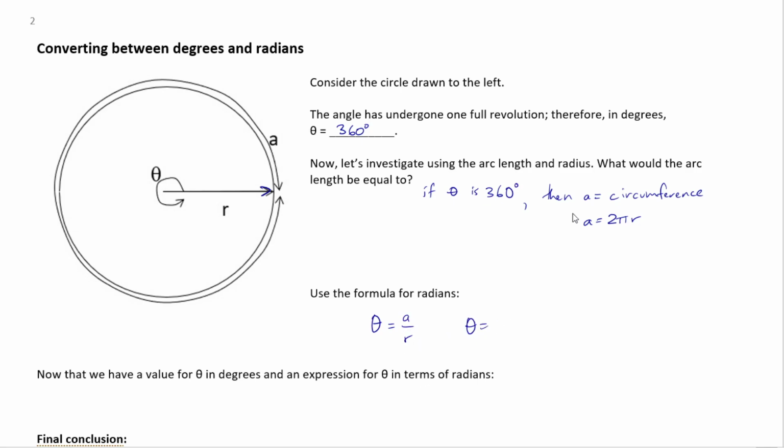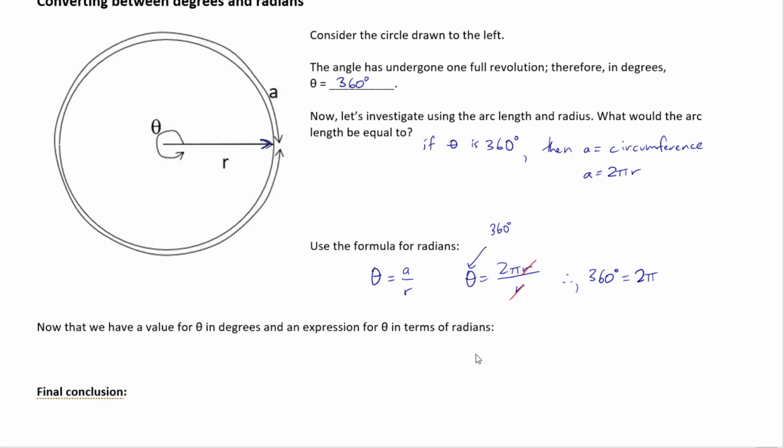Well, we said that A is equal to 2 pi r, and therefore divided by r, well, we can see that the r's will cancel. So 360 degrees is just equal to 2 pi, right? So a full revolution, 360 degrees was 2 pi r over r, so that means 360 degrees is equal to 2 pi because the r's cancel.